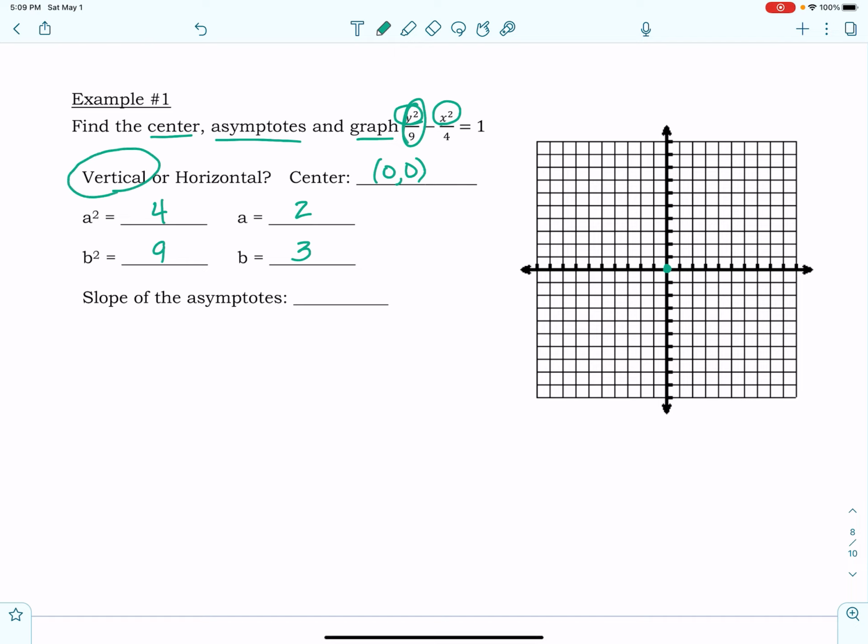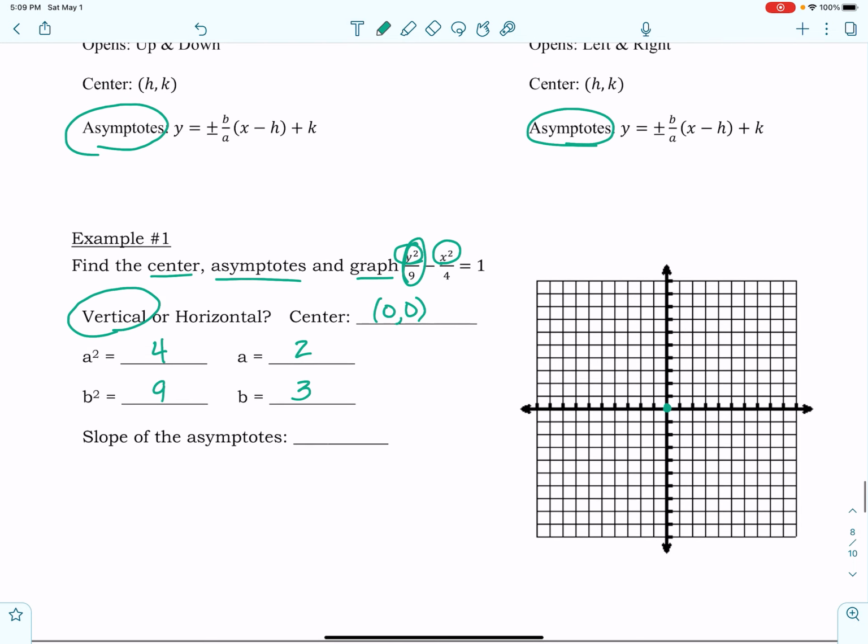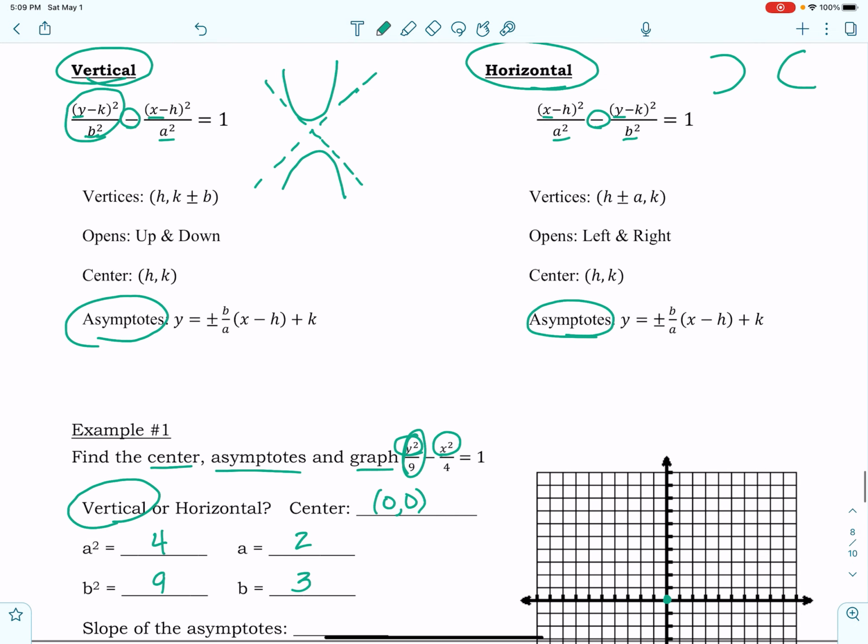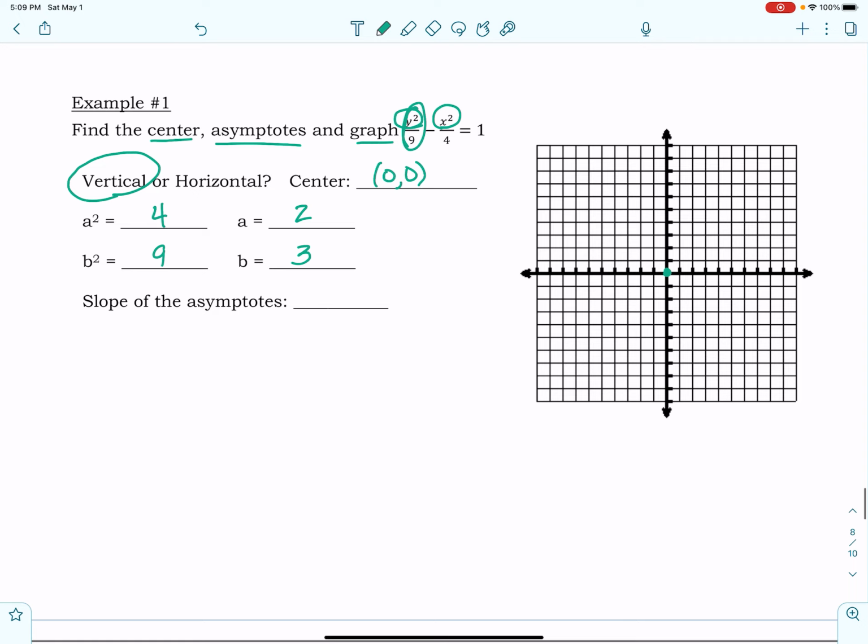We do have asymptotes. I just need to show you where they go. So for the slope of our asymptotes, I want you to notice up here in the general information, the slope is right here at plus or minus b over a. So for this particular situation, the slope is plus and minus b over a, so 3 over 2. All right, so how does this work?